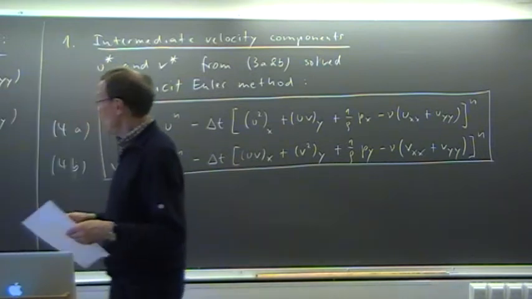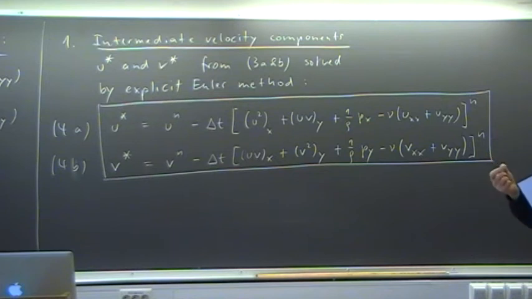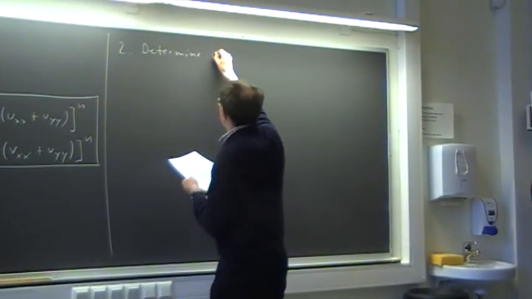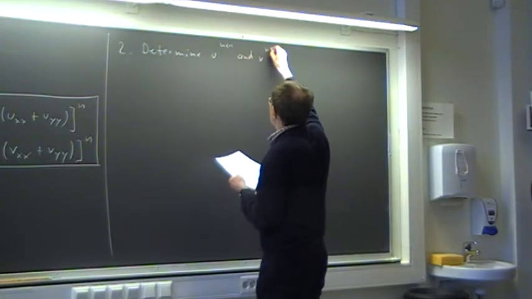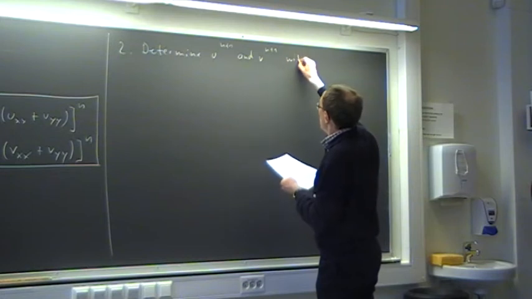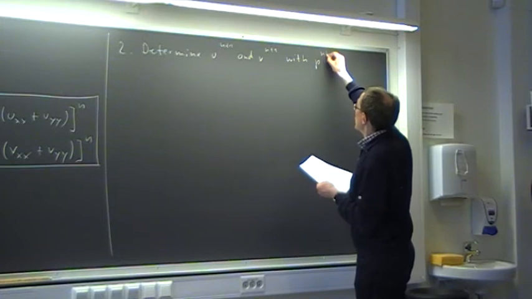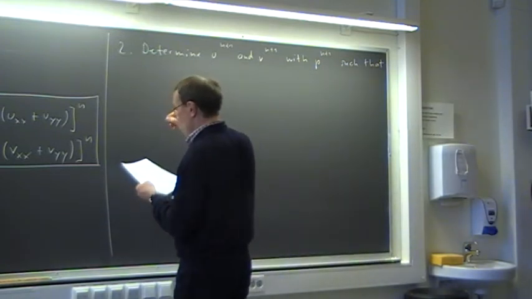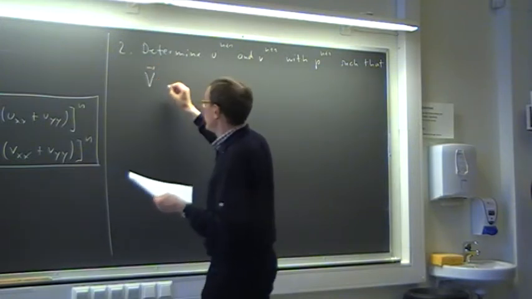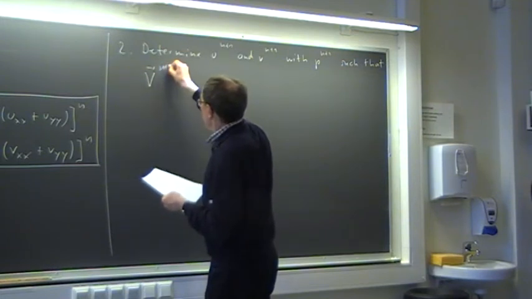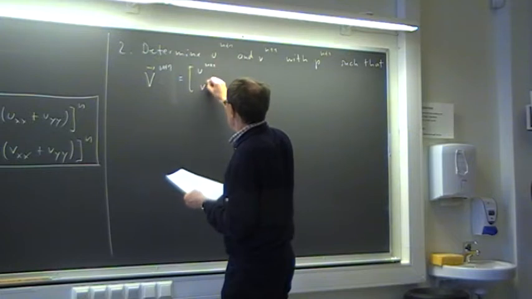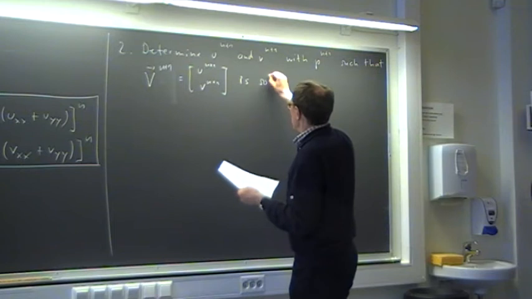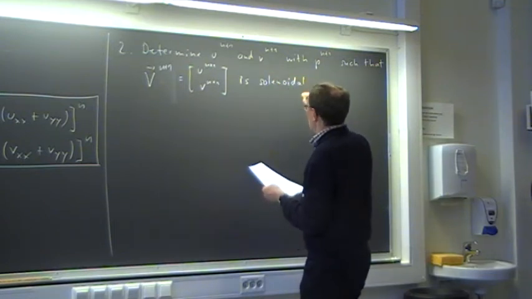Now the second step: we want the velocity component at the new time level to be divergence free. So that is, determine u^(n+1) and v^(n+1) with the new pressure p^(n+1) such that the velocity at the new time level is solenoidal. That means it fulfills the continuity equation. u^(n+1), v^(n+1) is solenoidal or divergence free. So how do we do that?